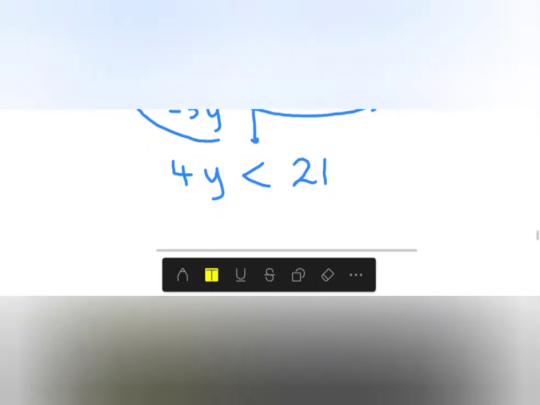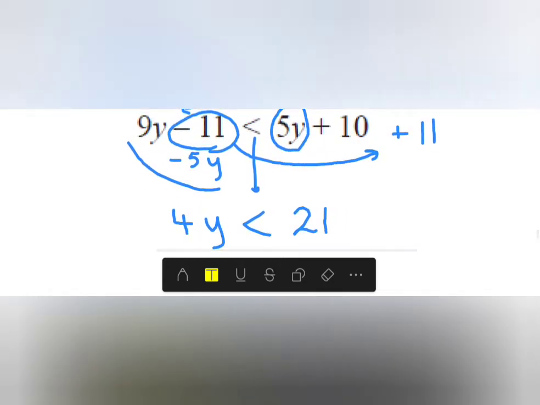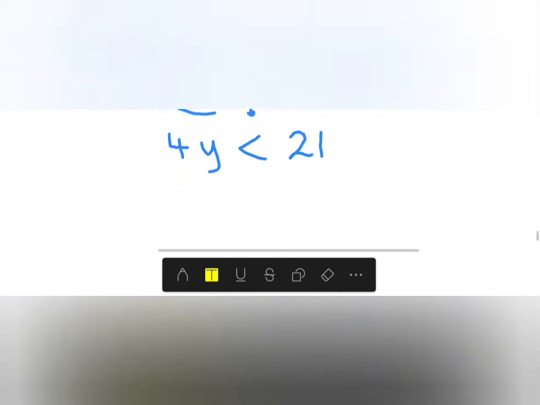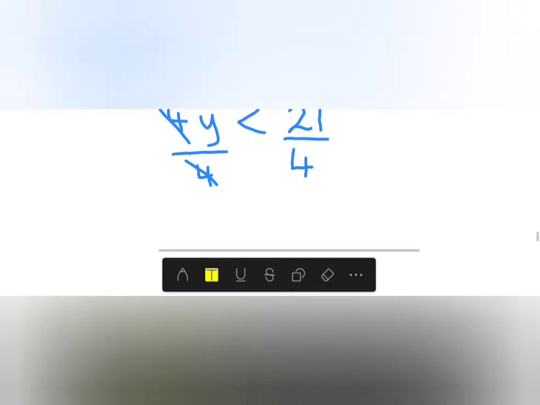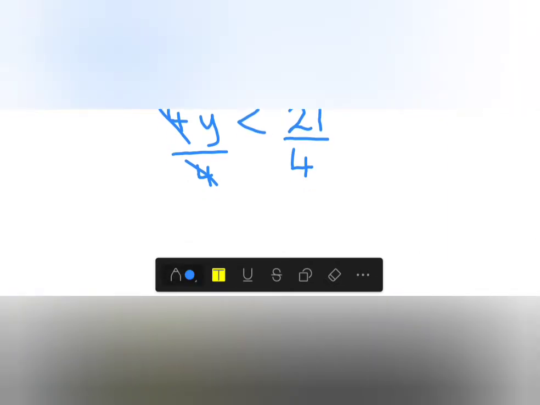Now, we still don't have y alone, and we need the variable, which is y, alone. And as you can see, the y is multiplied by the 4. So I want to get rid of the 4. Very good. By doing what? By dividing, because it's multiplied. So I'm going to divide by 4 here and divide by 4 here. This 4 goes with this 4. I end up with y smaller than 21 over 4.